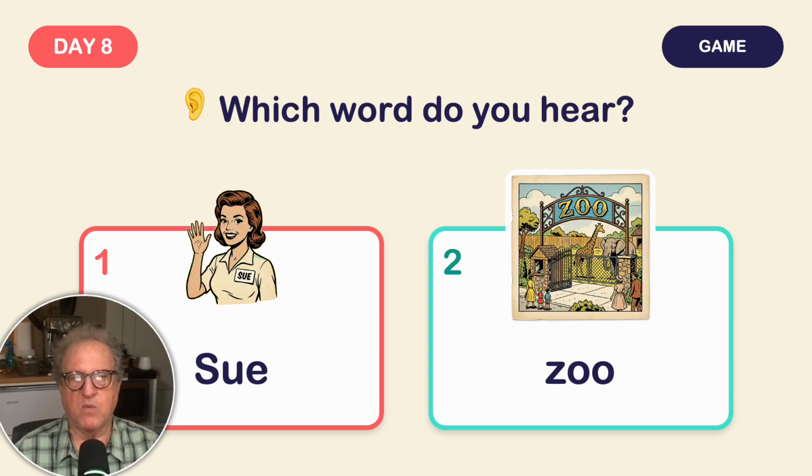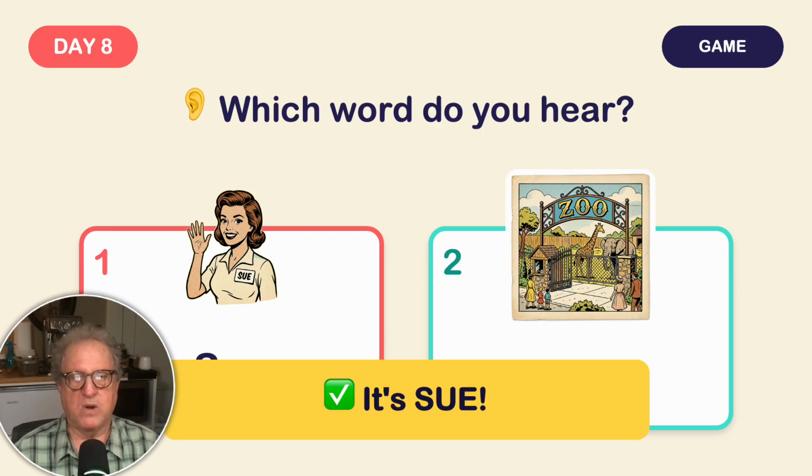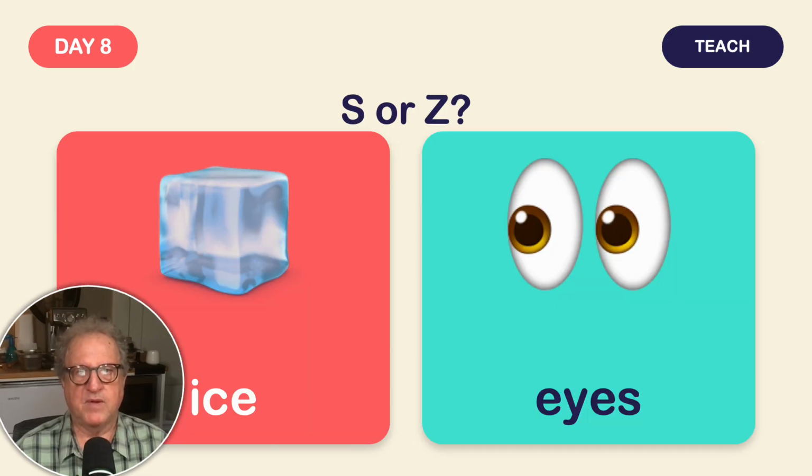Okay, I'm going to say one of these words. You tell me, is it number 1 or is it number 2? Here we go. Sue. Is it number 1 or number 2? It's Sue. Yes, number 1, Sue. All right, here's the next one.